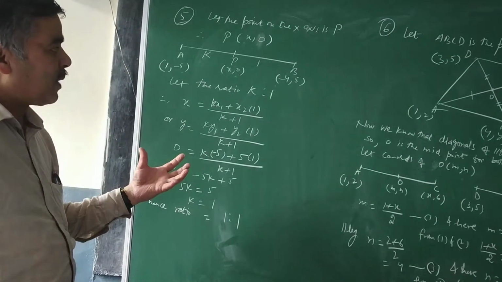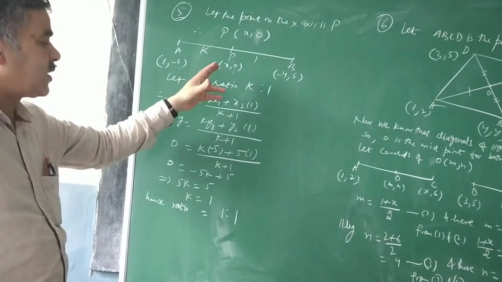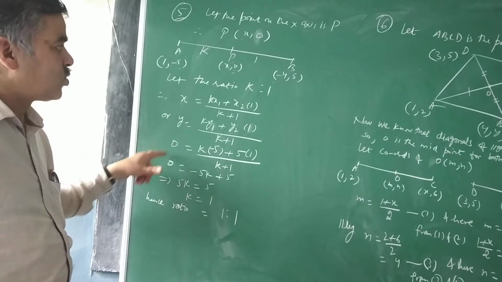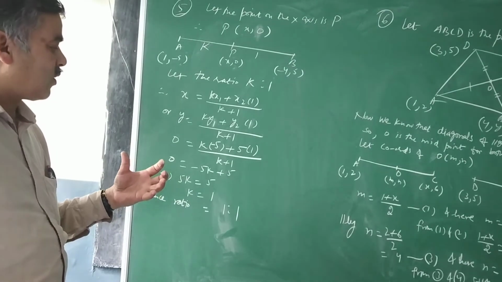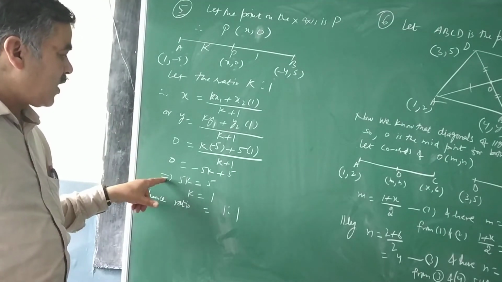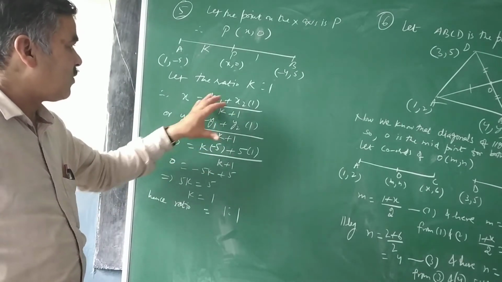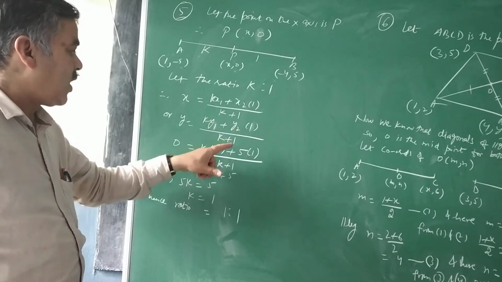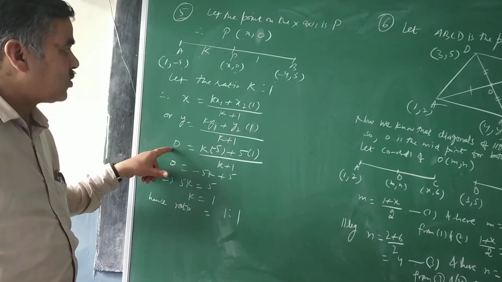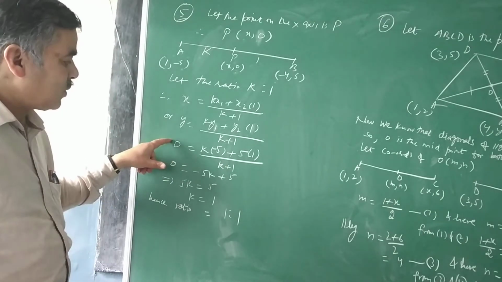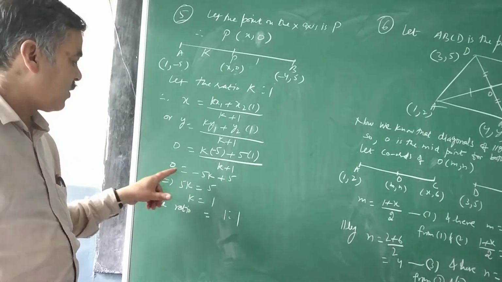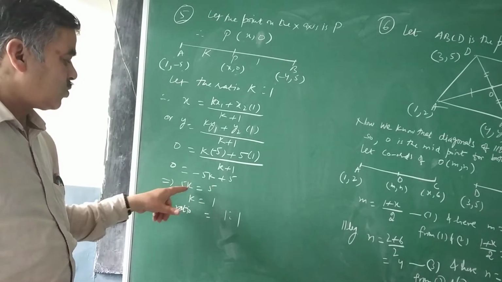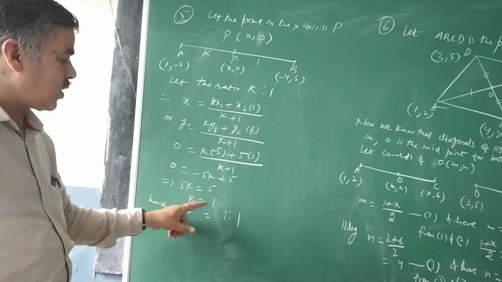If it is not part of your question, you need not calculate x; you can directly calculate the ratio by using this. So you can save your time from the time management point of view. Use this one and get the value of k by putting the values of your y1, y2, and since point y is already equal to 0, by cross multiplying, this will become 0 and the equation will be minus 5k plus 5 is equal to 0. So 5k is equal to 5, so k is equal to 1.